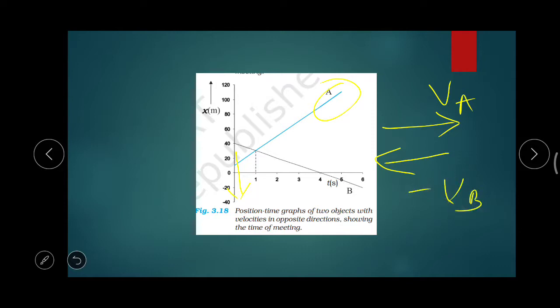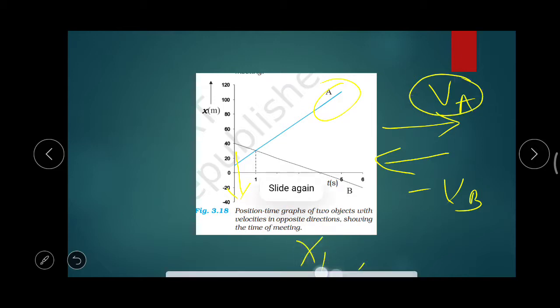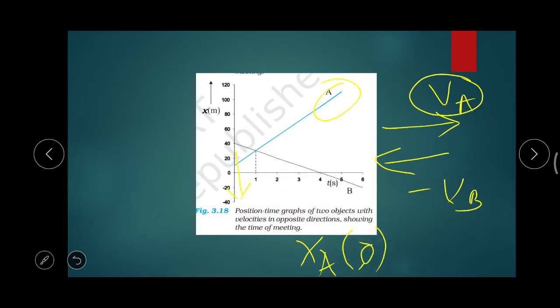And if the position XA of 0 is less than XB of 0, that means the position at time 0, if the position of A is lesser than the position of B at time 0, then they will intersect or meet at one point of time.